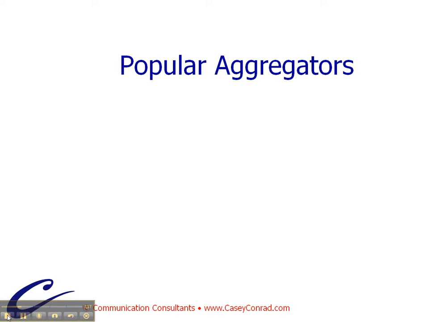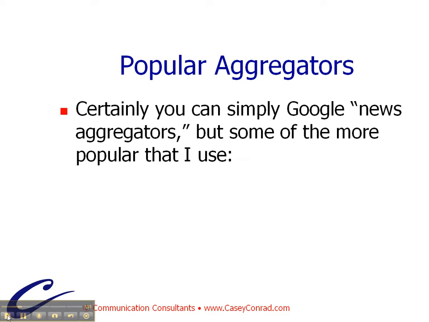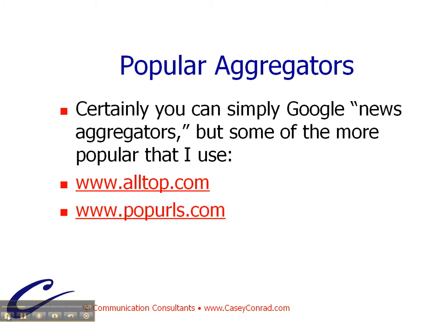Now, how do you find popular aggregators? Well, first of all, you could go to Google and type in news aggregators, and you're probably going to get a whole list of them. Some of the more popular that I like to look at are alltop.com, popurls.com, and fark.com. Now, Fark's a little edgy, but sometimes you can find some interesting things there.